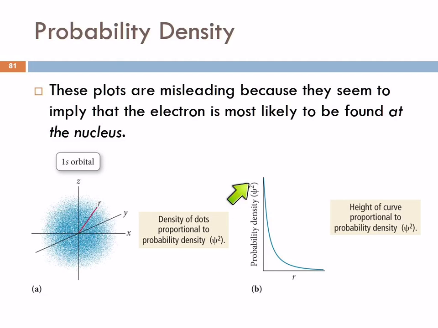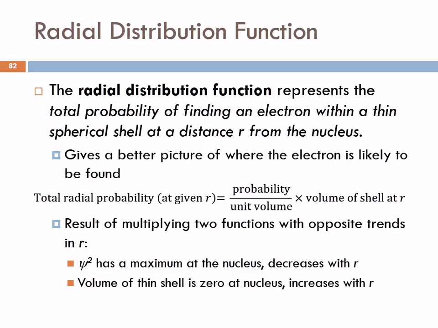But when we graph the probability density, psi squared, what we see is as the radius, the distance from the nucleus, increases, the probability falls off. This is telling us that the electron is most likely found at the nucleus. But that's not true. It's not stuck to the nucleus. It's around the nucleus, but it's not on the nucleus. So there's something not quite right with this. And so what they do is they use a radial distribution function. This represents the total probability of finding an electron within a thin spherical shell at a distance r from the nucleus. And if the math is going over your head, just let it go.